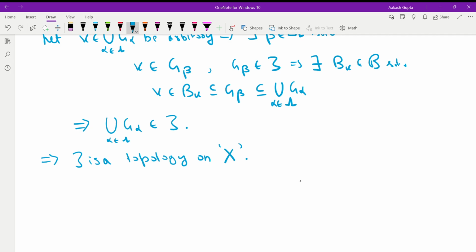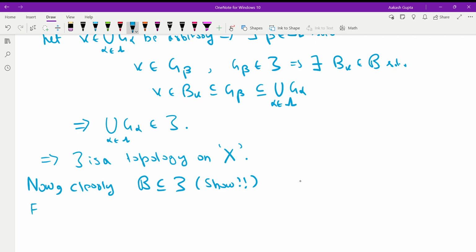Now, clearly, script B is sitting inside tau. Show it if it is not clear. Fine, guys? Okay. Now, I need to show that this is a topology. Oh, sorry. B is a basis of tau. So what I would be doing? I will be using the characterization which I have told you in the last session.